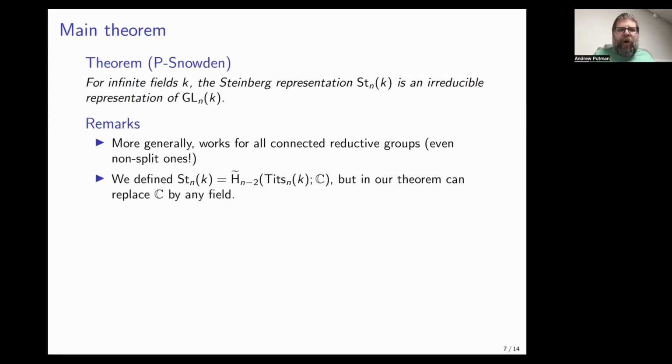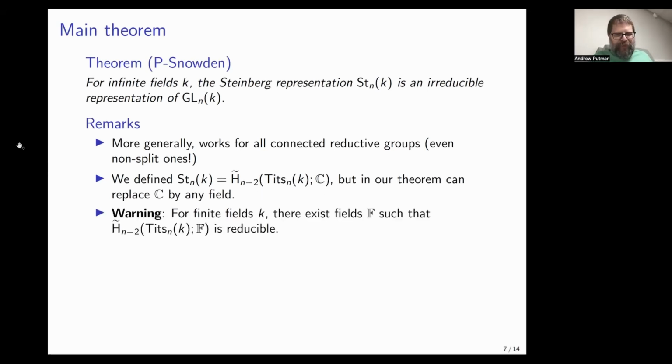Another remark. By the way, we define the Steinberg representation as the unique non-zero reduced homology group of the Tits building with complex coefficients. In our theorem, the complex coefficients can be replaced by any field, and the proof is basically uniform. It doesn't use anything about the field of coefficients, the C. If you replace C by any field, the same proof works.